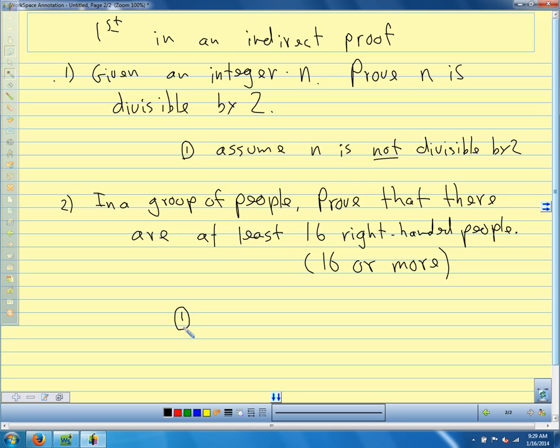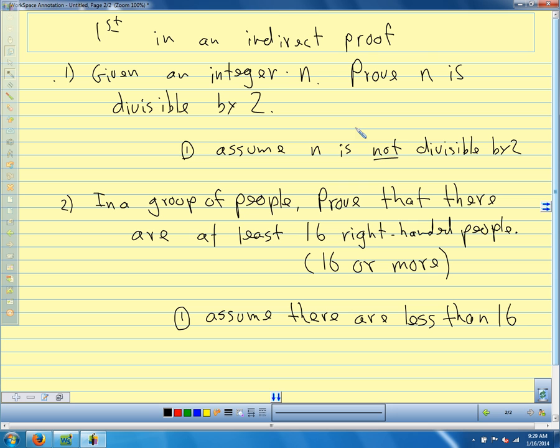Okay, so there are not 16 or more, and how could we say that? Just be a little more precise with that. There are less than 16. We're going to assume there are less than 16. So we want to prove that there are 16 or more. The opposite of that is saying there are less than 16. We're going to assume that there are less than 16. So that would be our first step of an indirect proof of this thing.